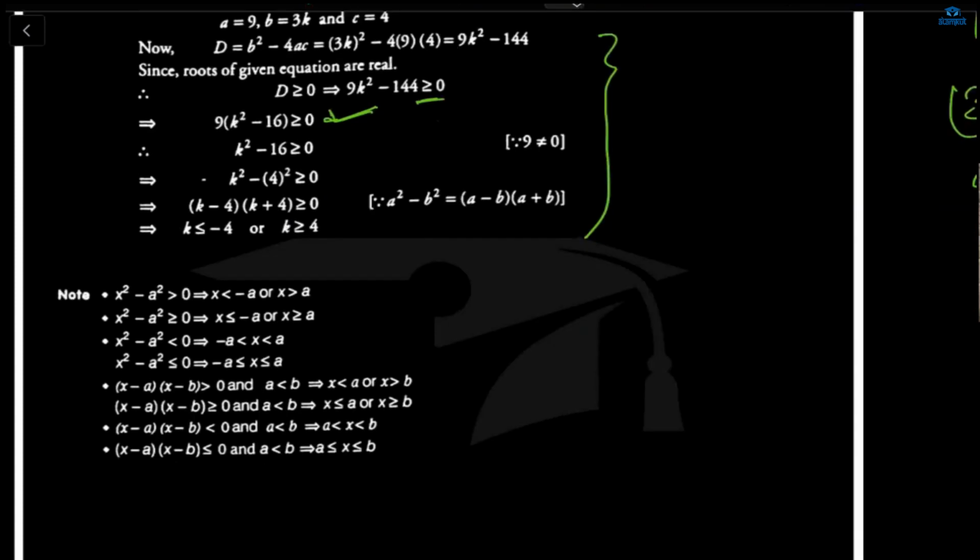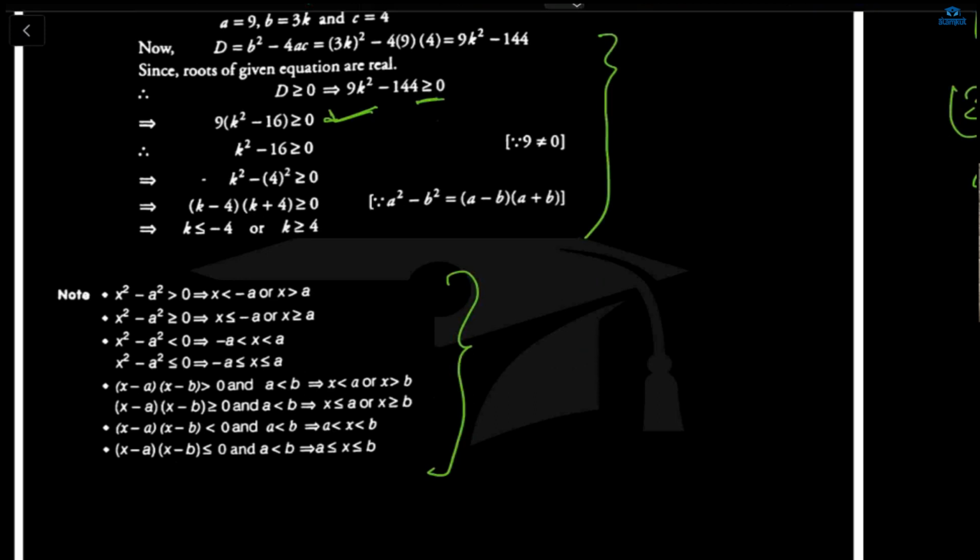Okay, now see here, when it is given that they are having a real root, you can follow that x square minus a square greater than 0 implies that x is less than minus a or x is greater than a. Okay, in this way you can see the range of the values.